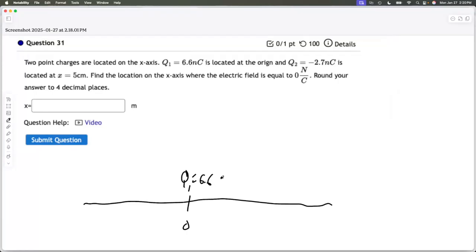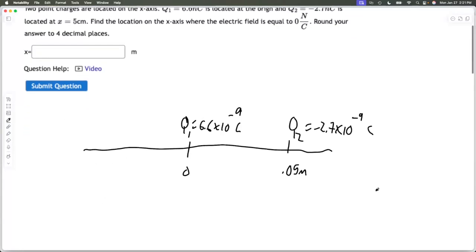Remember, nano means times 10 to the negative ninth coulombs. Micro with a mu would be -6. Nano is -9. Then we've got Q2 at 5 centimeters. Remember, we have to be in SI units, so this would be 0.05 meters. Here's Q2, and he's negative 2.7 times 10 to the negative ninth coulombs.